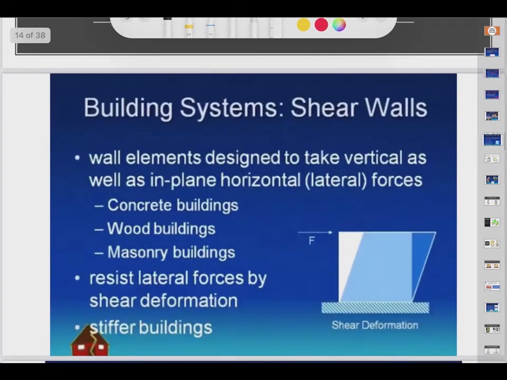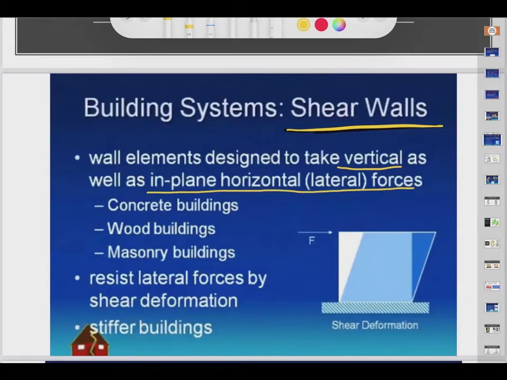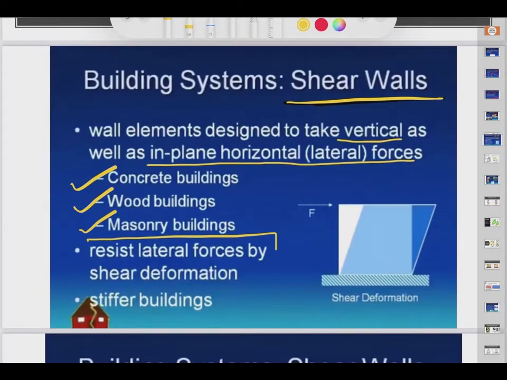Next is introducing shear walls in the building. Shear walls are wall elements designed to take vertical loads, but the main role is to take the in-plane horizontal lateral forces. The shear walls can be of concrete or wood, or used in masonry buildings. They can be used in any of these buildings. They resist lateral forces by shear deformation.